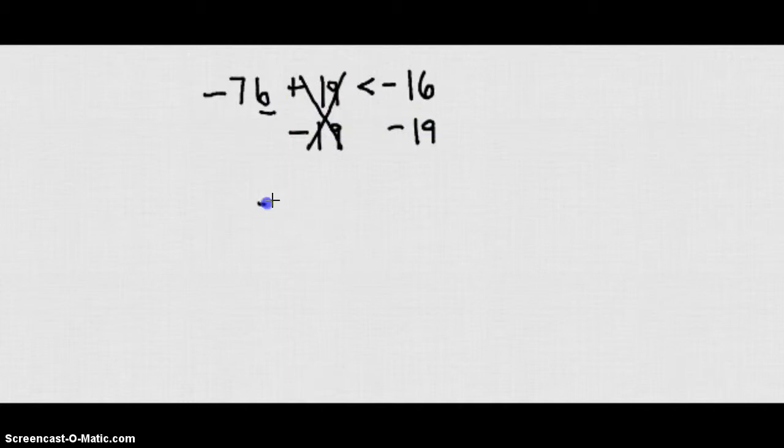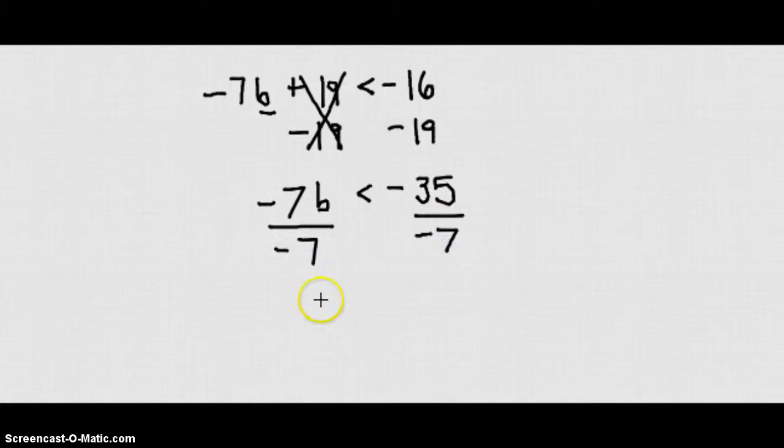Let's look at this inequality. Negative 7b plus 19 is less than negative 16. Again, we want to get this b by itself, so let's take this term 19 and subtract it from both sides. So we get negative 7b is less than negative 16 minus 19, which will give us negative 35. If we then divide both sides by negative 7, we get b is less than negative 35 divided by negative 7, which is positive 5.